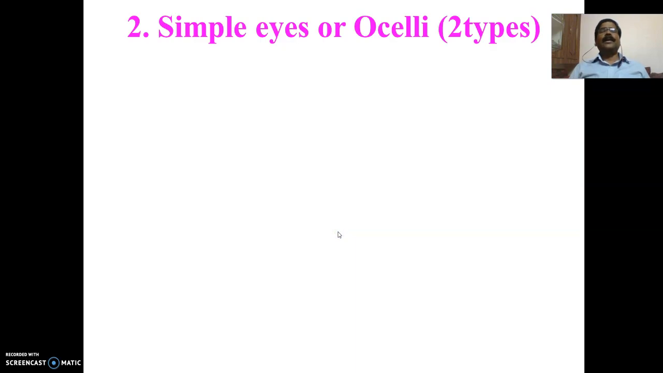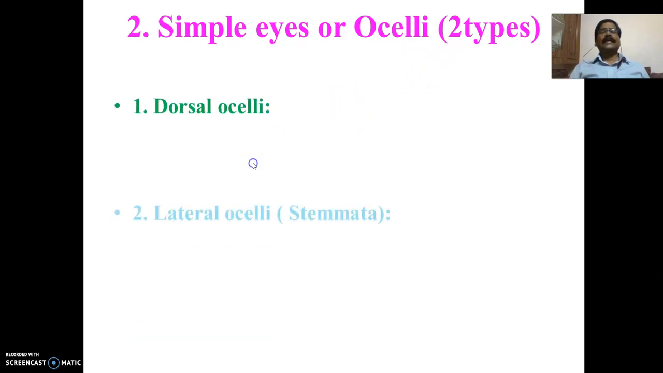Now the next important visual organ is simple eyes, also known as ocelli. There are two different types of simple eyes or ocelli. The first one is dorsal ocelli, the second one is lateral ocelli. These are also known as the stemmata.